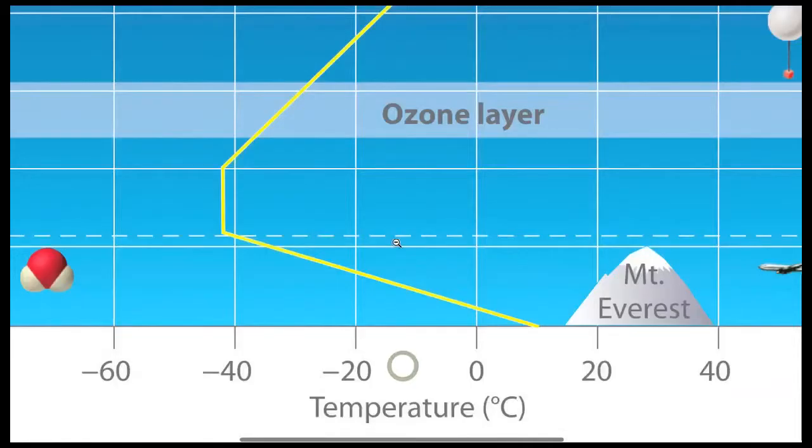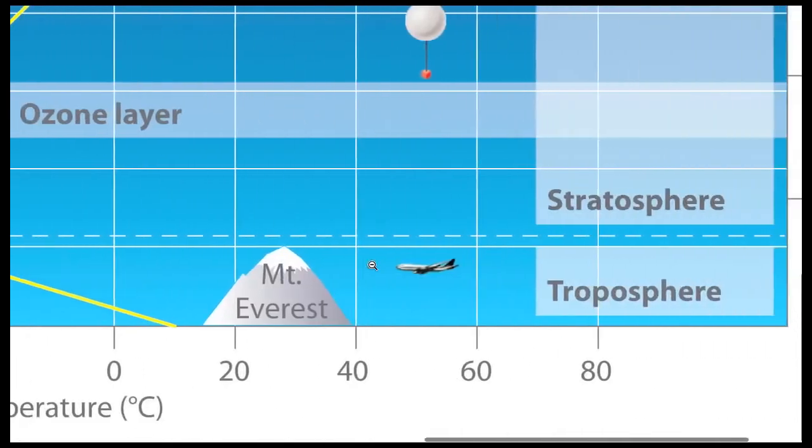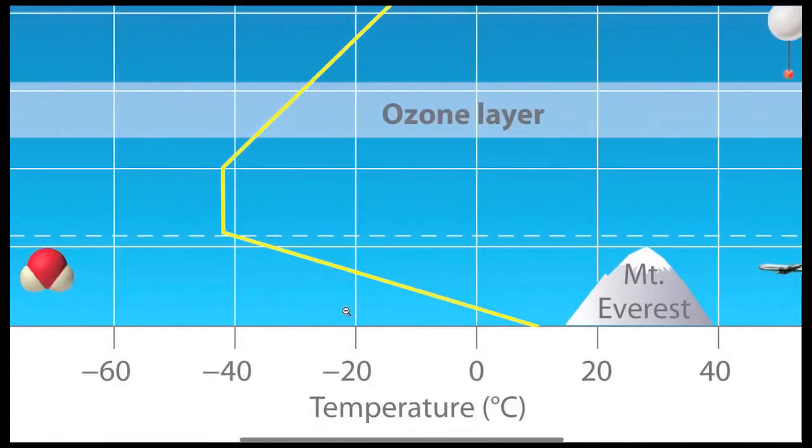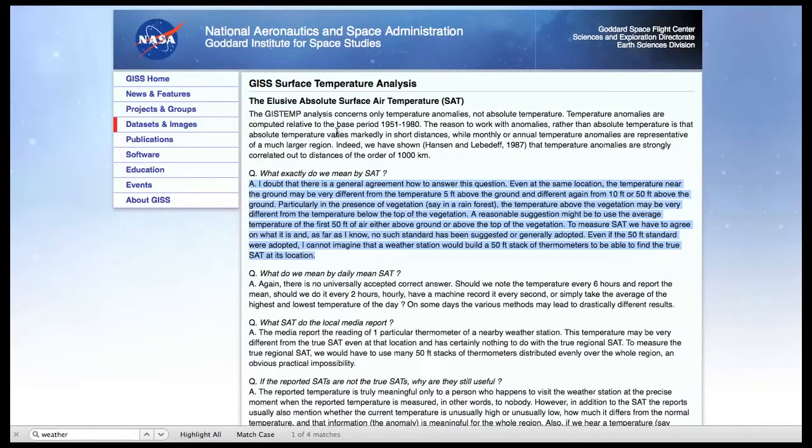But again, even if you're just looking at that 11 to 13 kilometers next to the surface of the Earth, that thin slice of air that really keeps us alive here on this blue marble, where exactly are we measuring the surface air temperature? If you think I'm being facetious about this, I'm not. One of the keepers of one of the standard temperature records for surface air temperature, the Goddard Institute for Space Studies, has this handy-dandy fact sheet where they talk about the elusive absolute surface air temperature.